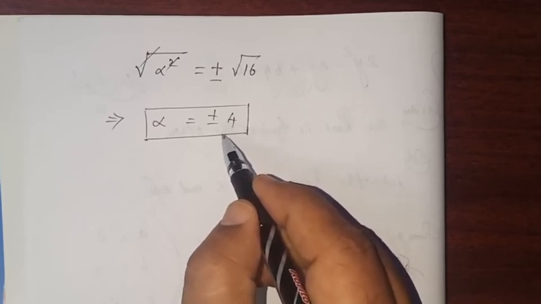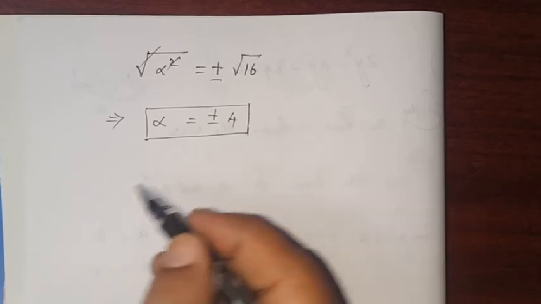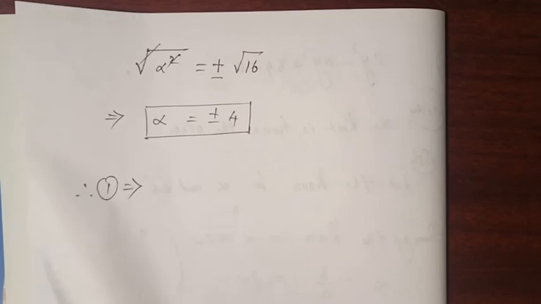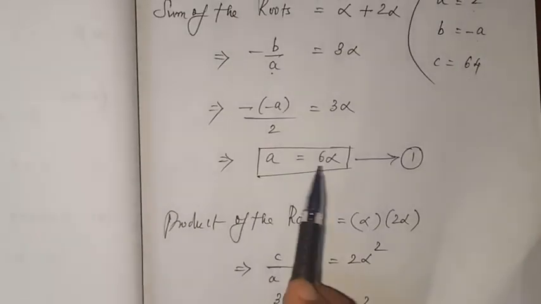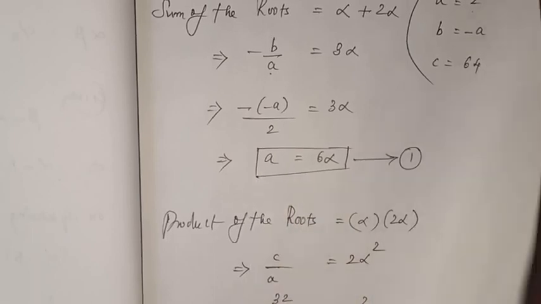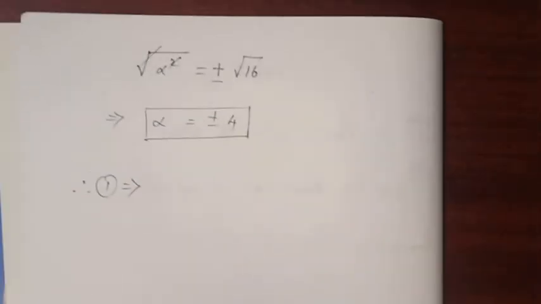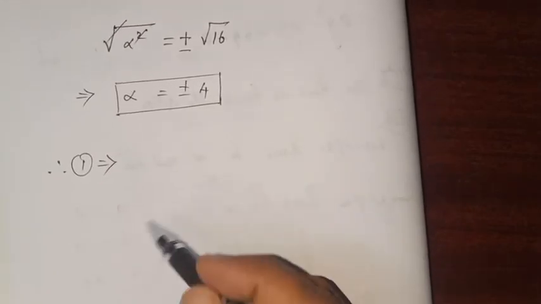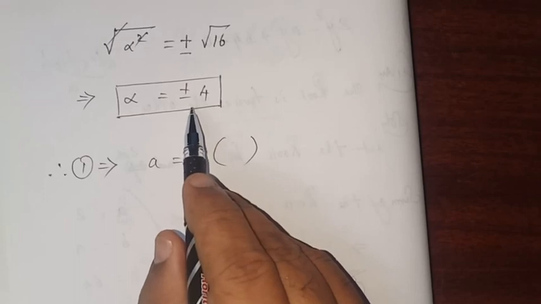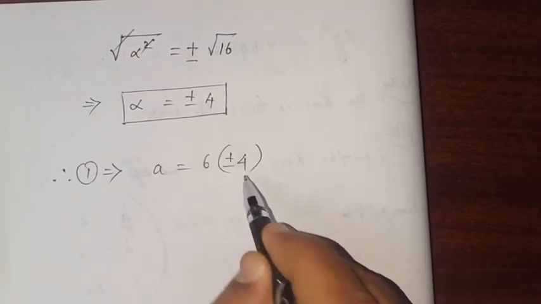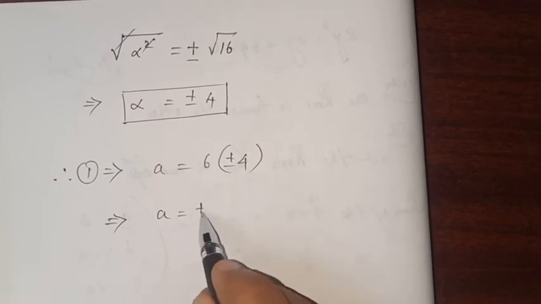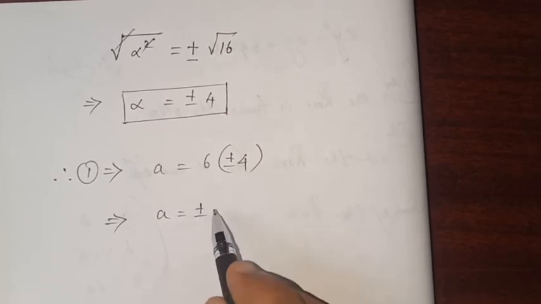Now I am going to substitute the values of alpha in equation number 1. Therefore, in equation number 1 we have a equals 6 alpha. What is the value of alpha? Plus or minus 4. Which implies a equals, you first write plus or minus, then multiply the two numbers. 6 fours are 24.